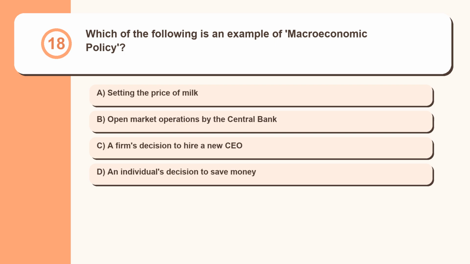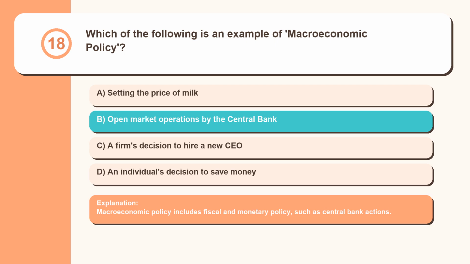Question 18. Which of the following is an example of macroeconomic policy? Setting the price of milk. Open market operations by the central bank. A firm's decision to hire a new CEO. An individual's decision to save money. Macroeconomic policy includes fiscal and monetary policy, such as central bank actions.